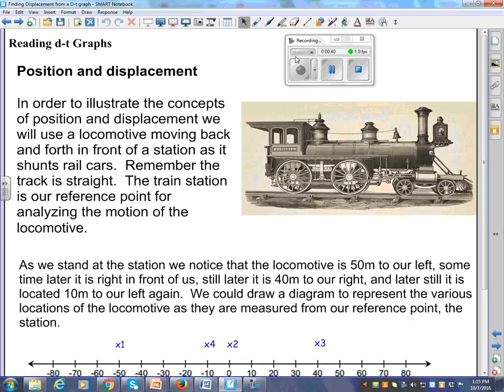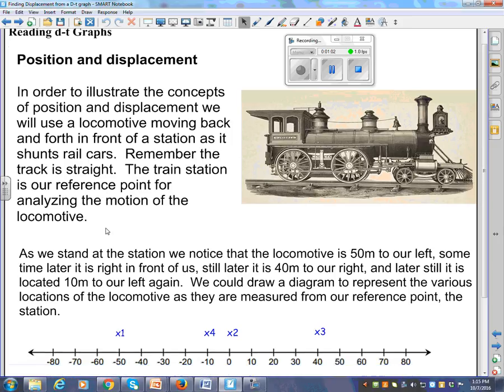So, position and displacement. In order to illustrate the concepts of position and displacement, we're going to use a locomotive, a train, moving back and forth in front of a station as it shunts rail cars. It moves the rail cars back and forth for whatever purpose, right? Just a situation that we're using to describe it. Remember, the track is straight. The train station is our reference point. We talked about that yesterday for analyzing the motion of the locomotive.